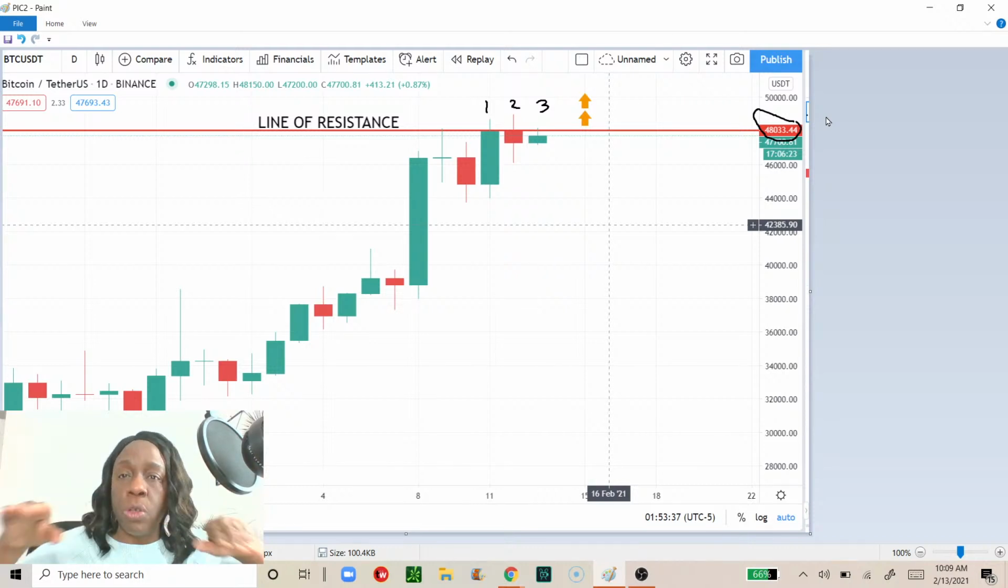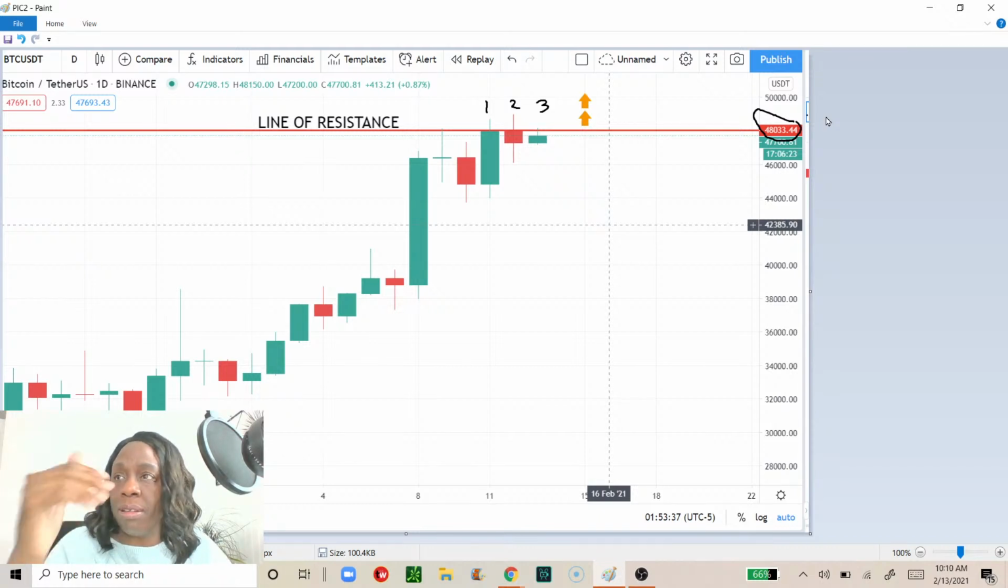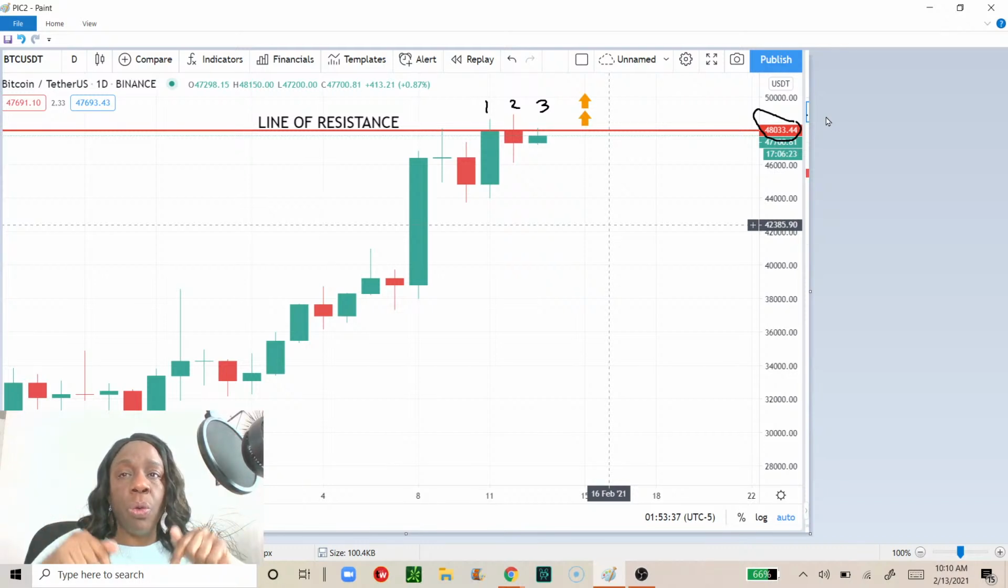There is a force, and that force is actually created by sellers. So sellers have it on automation. People are camped out at this line of resistance. As soon as price action goes to 48K and above, they start selling. Selling always causes your price to go down. And that's what a resistance is.